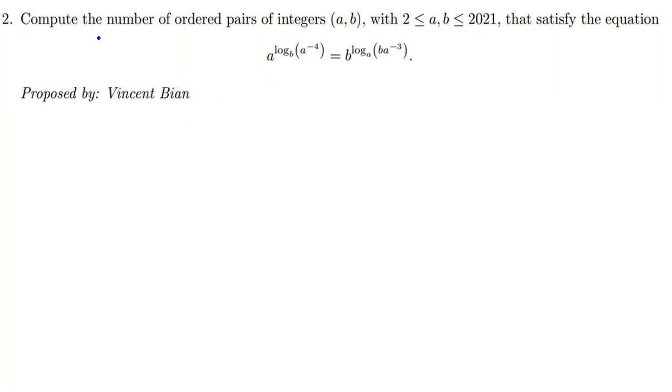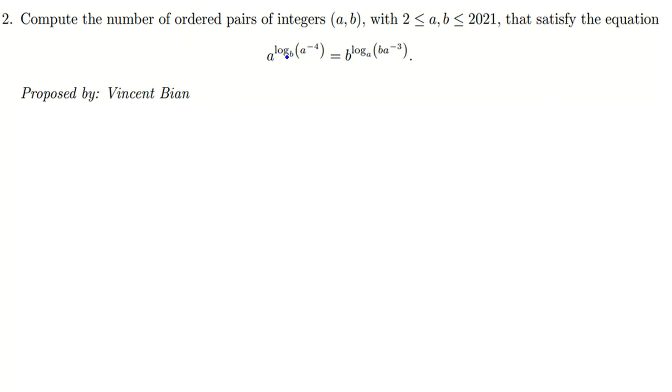So let's solve this problem. Compute the number of ordered pairs of integers a, b with a and b between 2 and 2021 that satisfy this equation. For solving these types of problems, you can do two things.